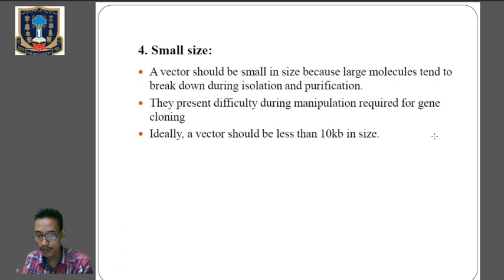And lastly, kindly go to page number 586 and do remember the artificial chromosomes as vectors. Here you have to remember two types of artificial vectors, YAC and BAC. YAC means yeast artificial chromosome and BAC means bacterial artificial chromosome. So kindly go through it. It's on page number 586.